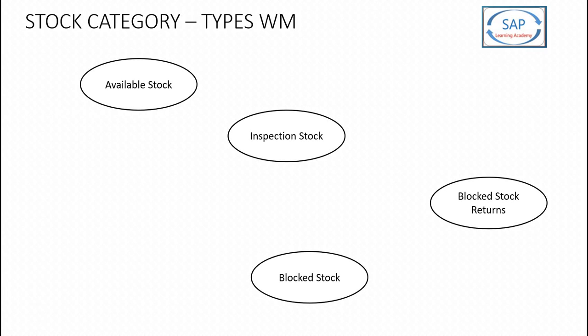Now I will go through these one by one and tell you the meaning of each. So the first one, available stock. Available stock means unrestricted use stock. It is physically located in the warehouse and there is no restriction for use, transfer, put away, or picking. Those are called available stock.